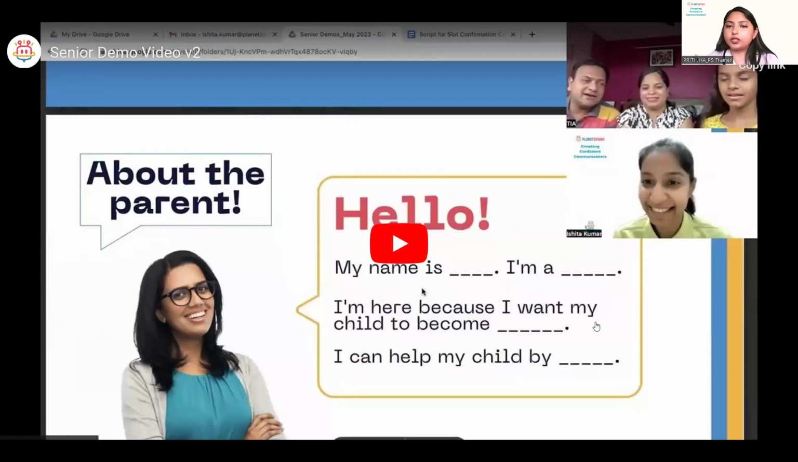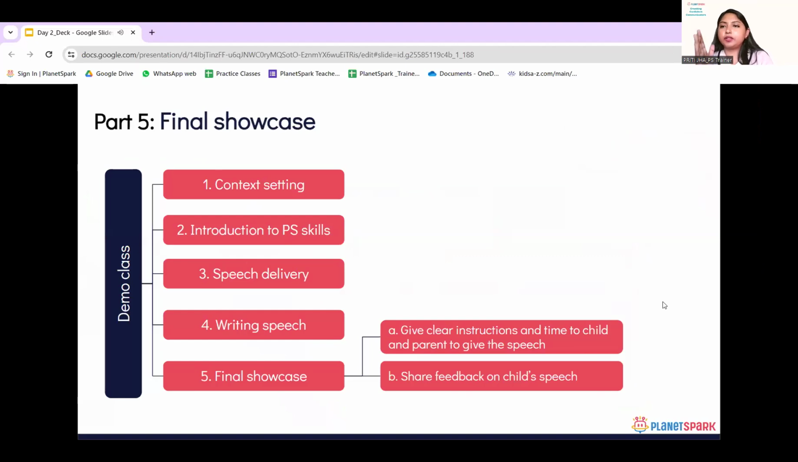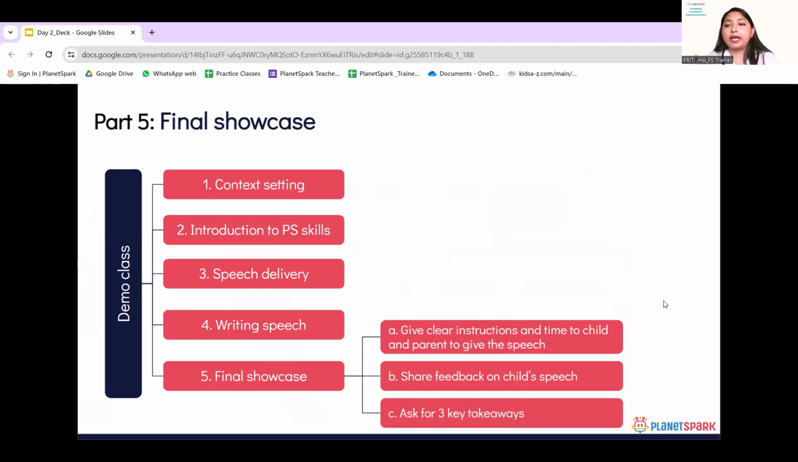So this is where you ask the child to prepare on a particular topic, and you give the instructions and some time to the child to prepare the speech. You can also ask the child to take help from parents if required. After the showcase is done, you can share feedback on the child's speech. And at the end, ask for the 3 key takeaways from the child. What are the 3 key learnings from the class?